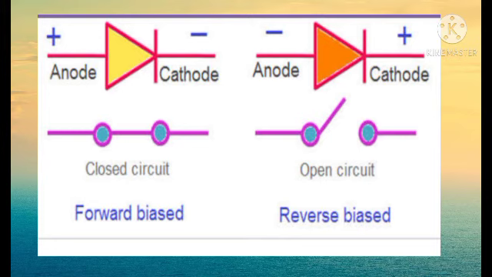In reverse bias condition, the anode is connected to the negative terminal of battery and the cathode is connected to the positive terminal of battery. Hence, no current flows through the junction in reverse bias condition. Hence, in reverse bias condition, the diode works as an open switch.